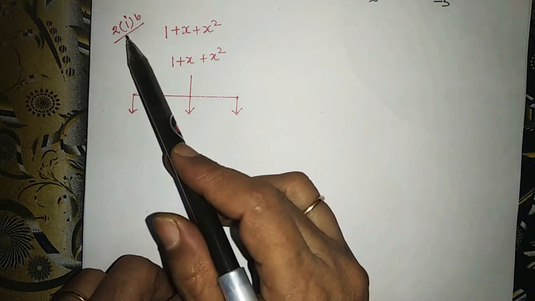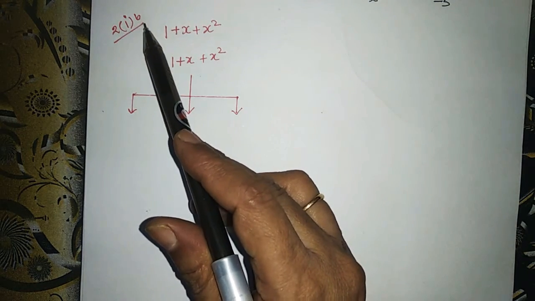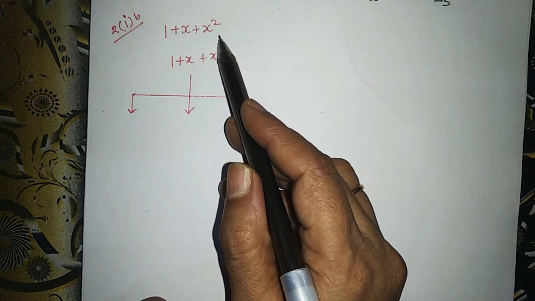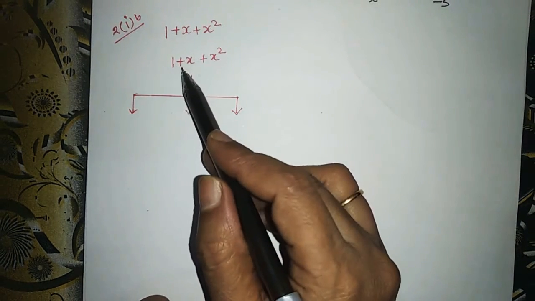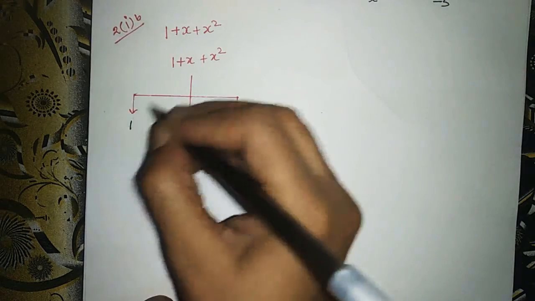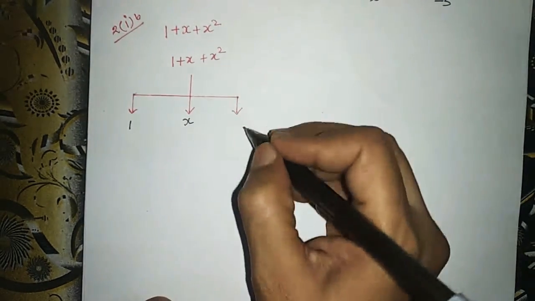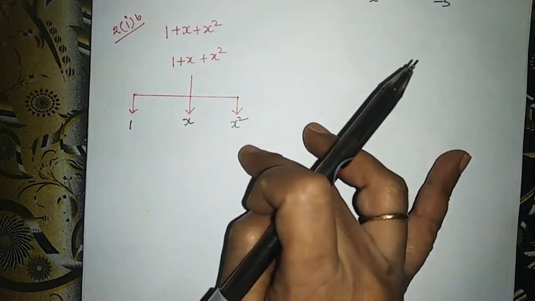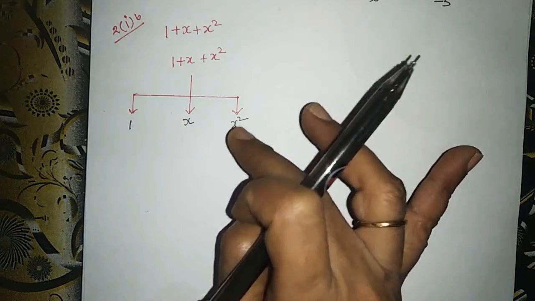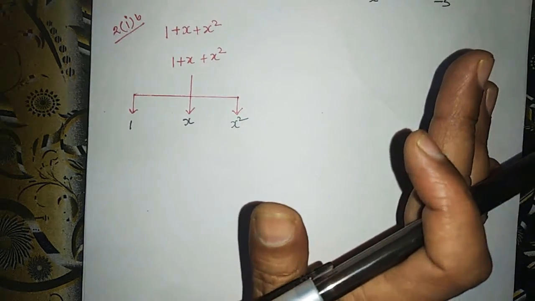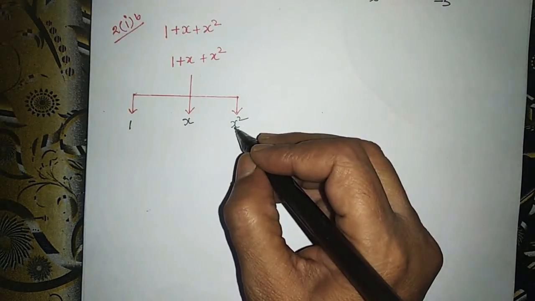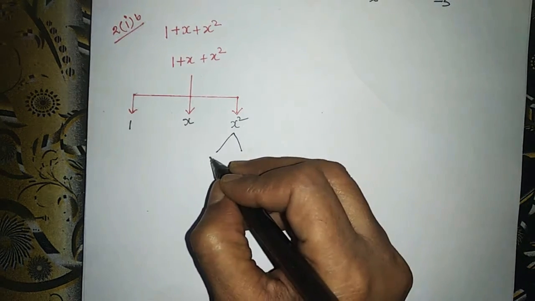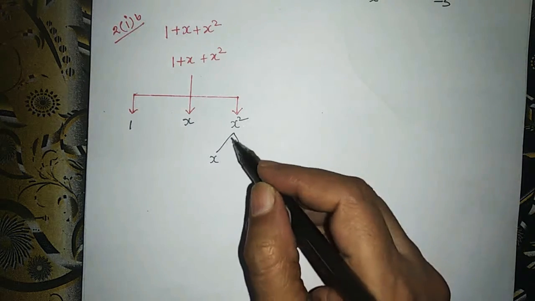In the second question, the b part, the expression is 1 plus x square. Okay. Here you can see three terms. Okay. Now 1, x and x square we will write. Okay. After writing all the terms, we will write its factors. Okay. So what are the factors of x square? X into x, means x and x.